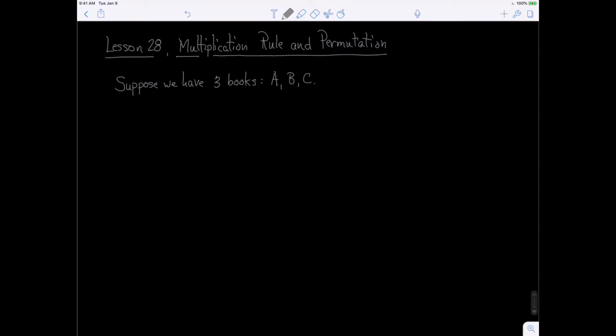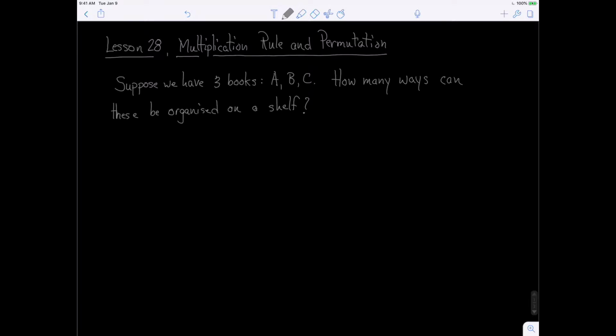And the question is how many ways can these be organized on a shelf? Well, let's find out. So what we do is this.